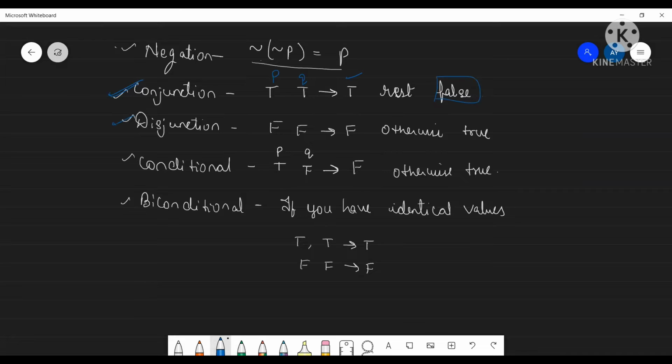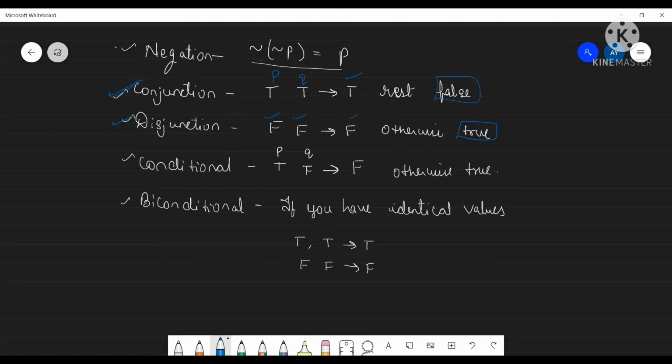Coming to disjunction, what is disjunction? If P and Q both are false, then the statement is false. Otherwise, the rest of the elements are true. What is conditional? If P is true and Q is false, then it is false, otherwise it is true.